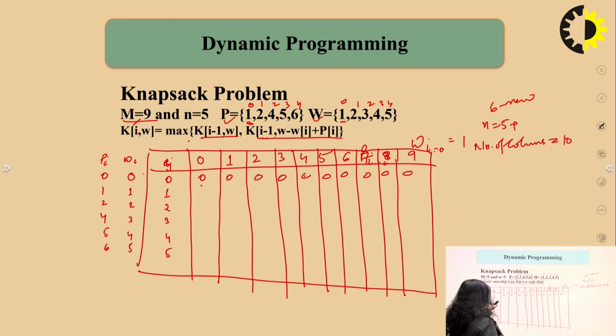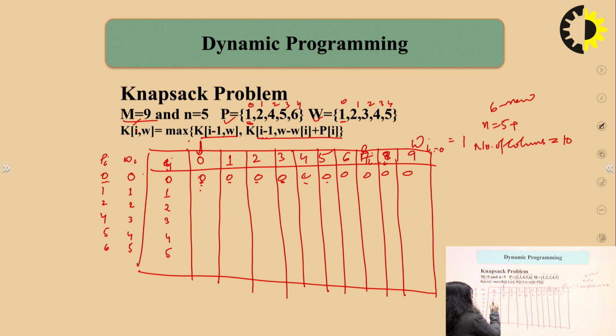There is no object when I'm talking about the 0th object. This object does not exist, so there is no profit associated with it. That way I'm writing the profits here as 0. And in similar ways, if I talk about this column, this column represents when the capacity of the knapsack is 0. So if your knapsack cannot hold any weight units, then if I pick the 0th object, how much profit can I make?